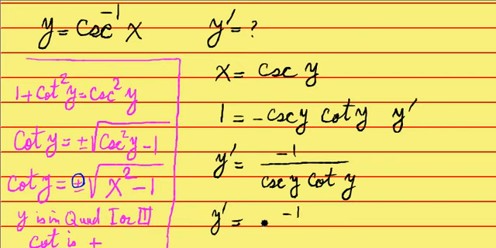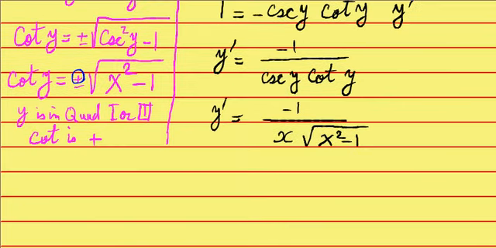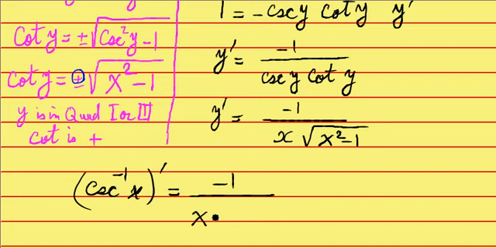And then our answer is going to become minus 1 over cosecant of y, which is just x. Cotangent of y is going to be radical x squared minus 1. So the upshot of all of this is that the derivative of cosecant inverse of x is equal to minus 1 over x radical x squared minus 1.